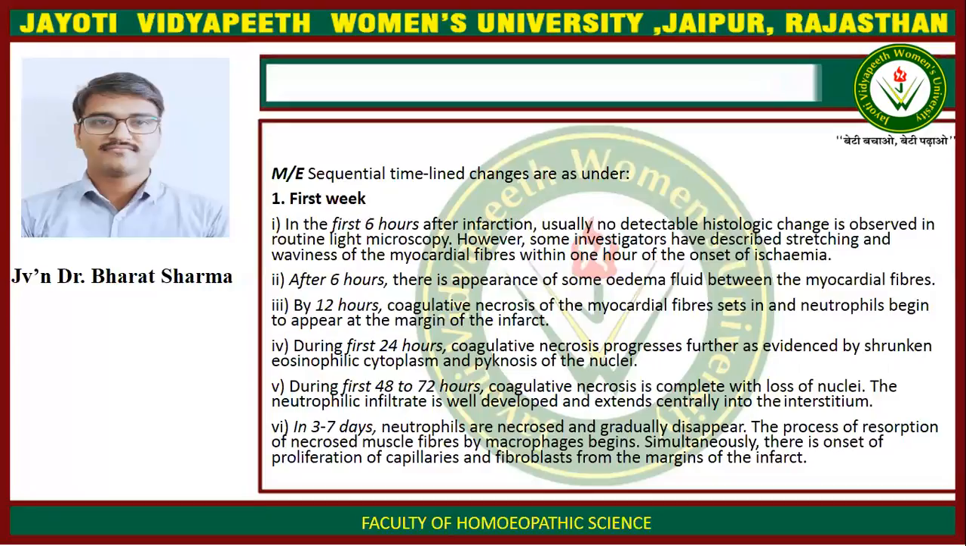After 6 hours, there is appearance of some edema fluid between the myocardial fibers. By 12 hours, coagulative necrosis of the myocardial fibers sets in and neutrophils begin to appear at the margin of the infarction. During the first 24 hours, coagulative necrosis progresses further as evidenced by shrunken eosinophilic cytoplasm and pyknosis of the nuclei. During the first 48 to 72 hours, coagulative necrosis is completed with loss of nuclei, and the neutrophilic infiltrate is well developed and extends centrally into the interstitium.